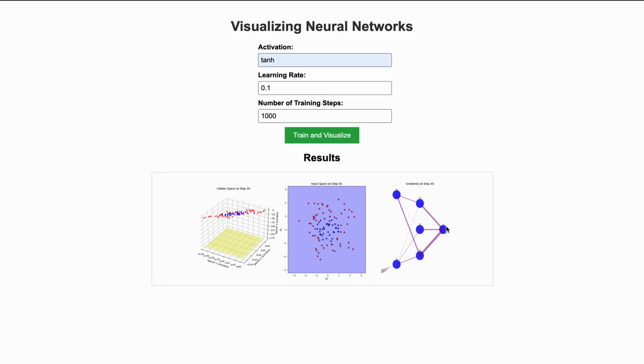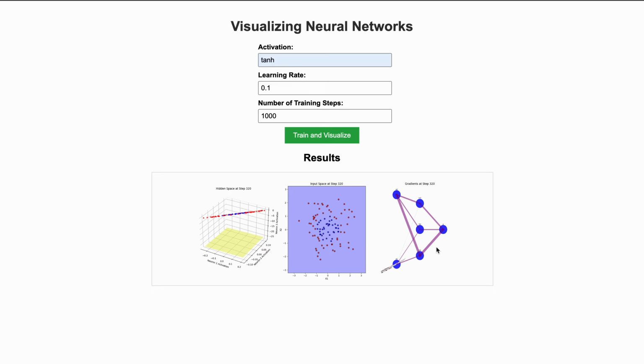And as for the gradient visualization, we have the network architecture visualized, and the blue circles represent the neurons, and the purple lines represent the connections. The thickness of each line shows the magnitude of the gradient, indicating which weights are being updated more during training.